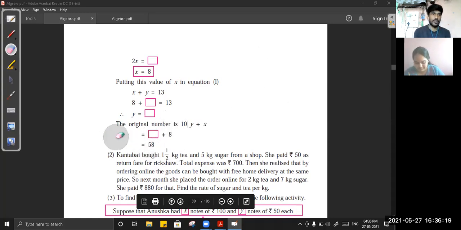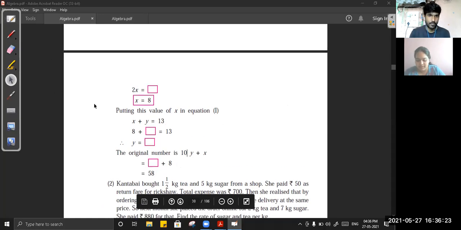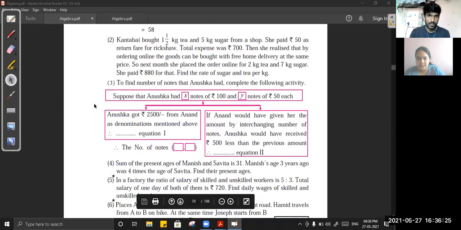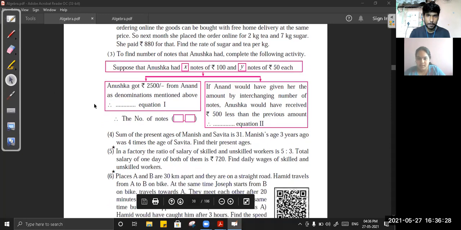Yeah. Okay. Can we do the third one before the second one? So the activity, this one? Yes. Okay. Because I tried, but I did not get it. Okay.